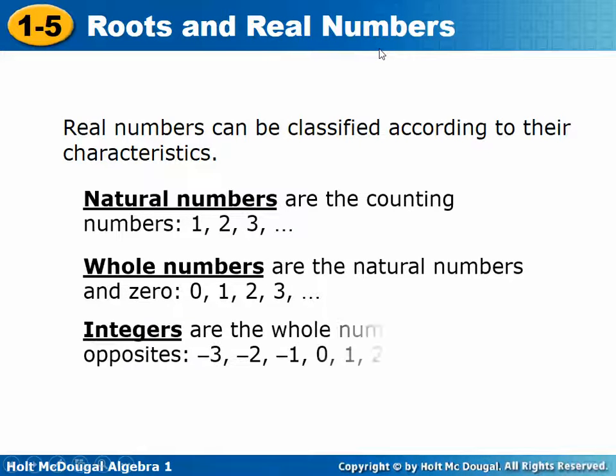Then when you got into maybe upper elementary school or your first winter in Minnesota, you learned about the integers. The integers are the whole numbers and their opposites. So 1, 2, 3, 4 plus -1, -2, -3, -4. So integers include the negatives of the whole numbers.